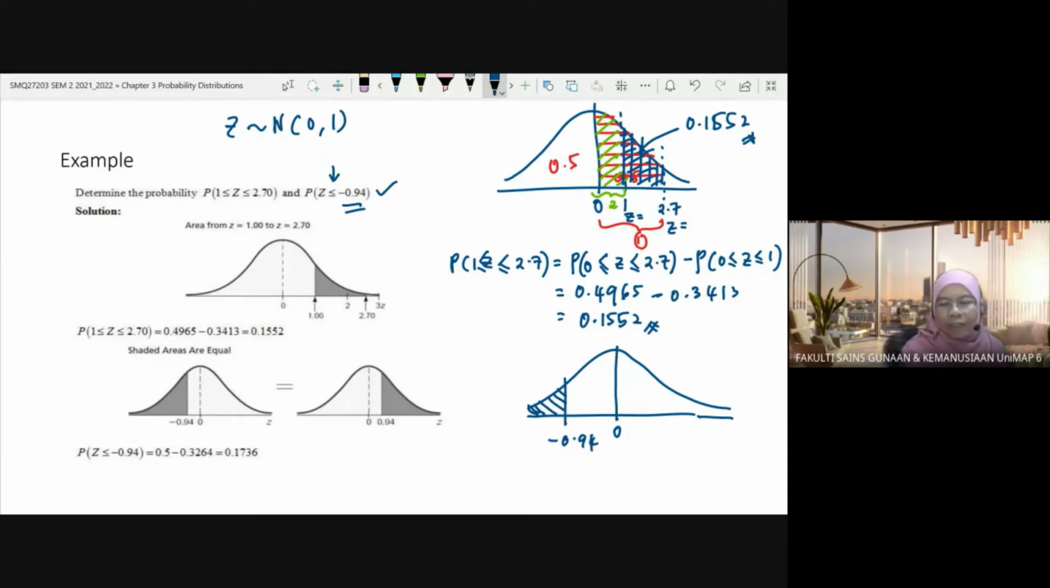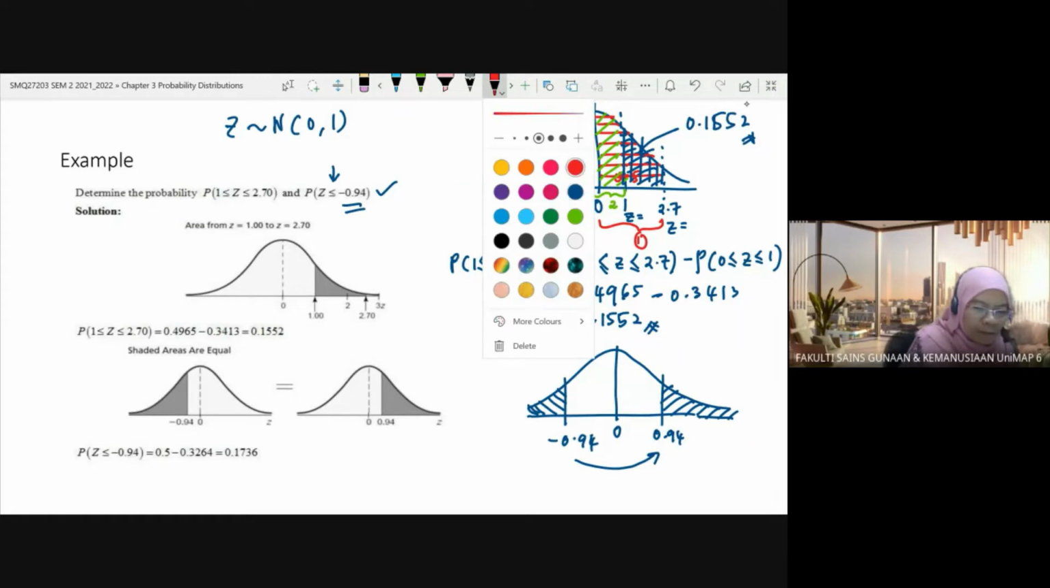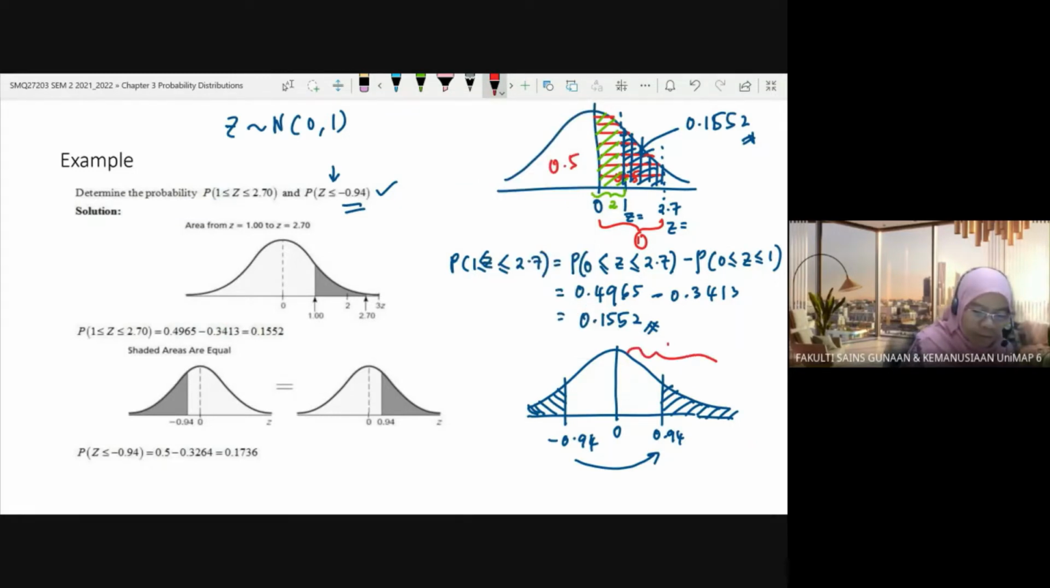Next, I need to refer to my standard normal table, which gives the region from 0 until a Z value. Since this is a symmetric distribution, I can bring this to this particular region. So I have 0.94 for the positive value, and the region that we are looking for is this one. Half of the probability is 0.5. By looking at the table, we can get our value here.